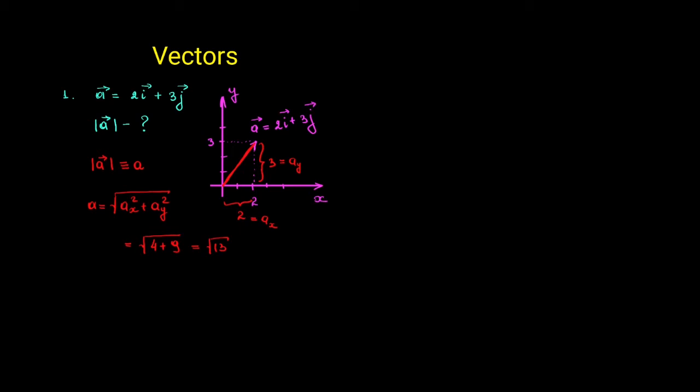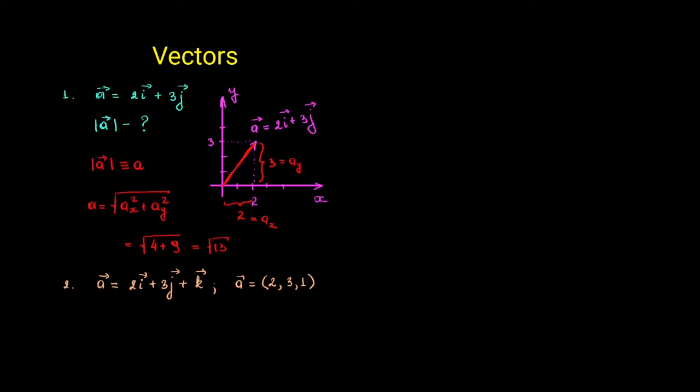Now consider that the vector is given in a three-dimensional Cartesian coordinate system. For example, our vector A is equal to 2i plus 3j plus, for example, k. Okay, there is also a z component, right? Or we can also write it as A is equal to (2, 3, 1). 2 is the first component, the x component ax, 3 is the y component of the vector and 1 is the z component.